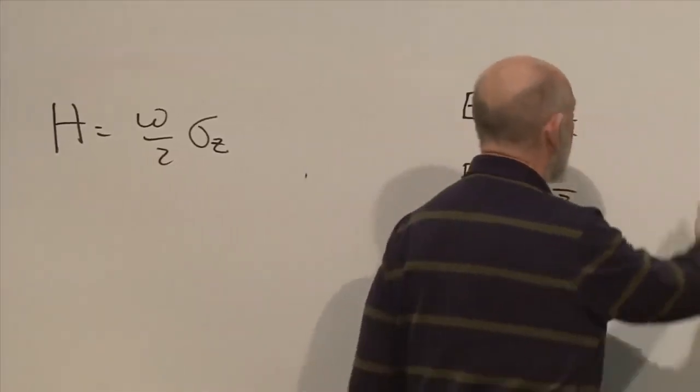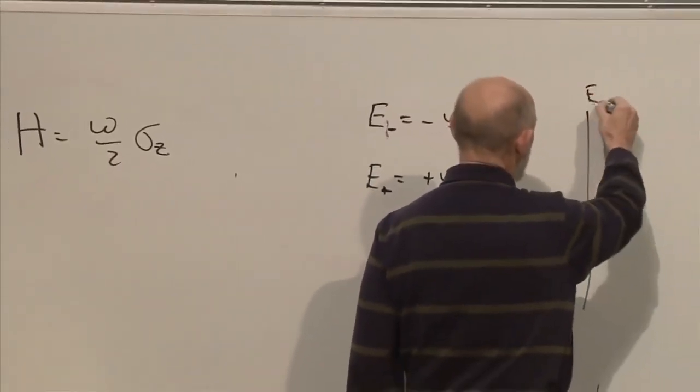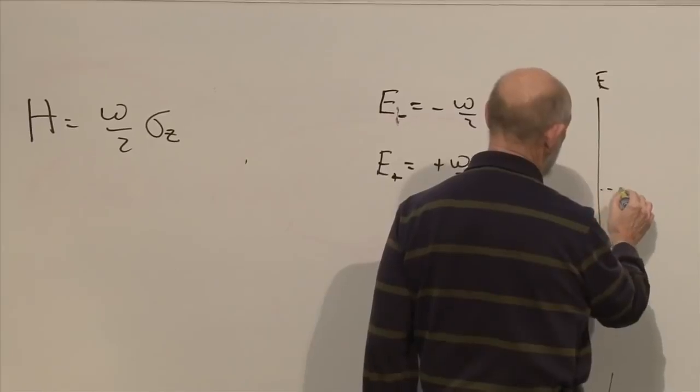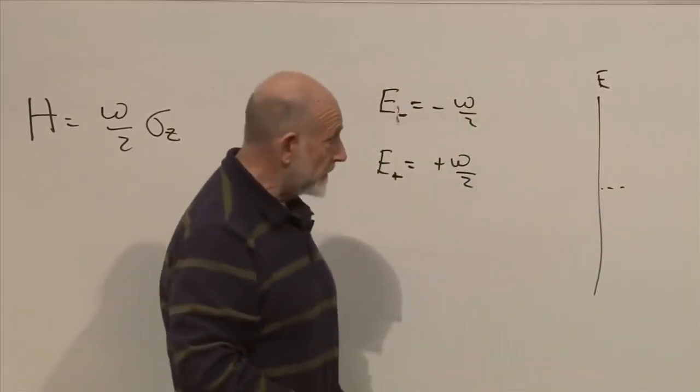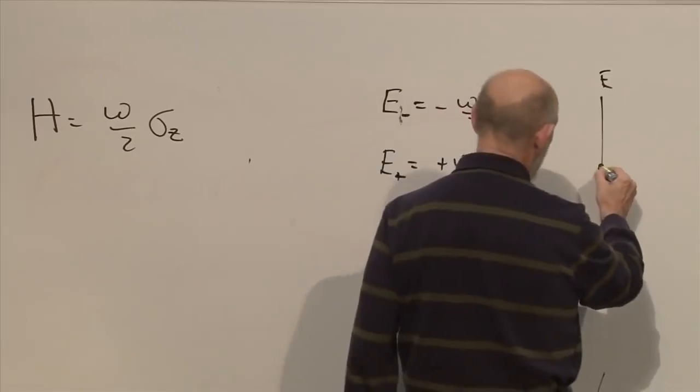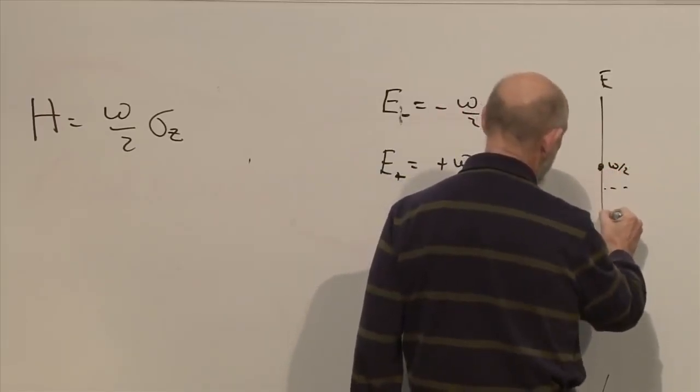So there are two energy levels. If we drew an energy level diagram, we would have two eigenvalues. It would be 0 over here, but that would not be one of them. And then we would have plus omega over 2 over here, and minus omega over 2.